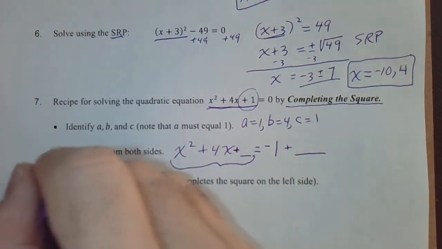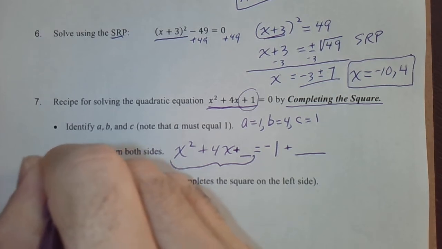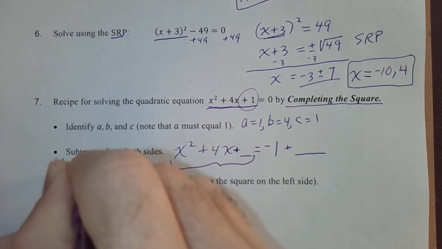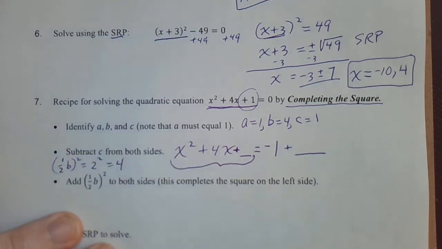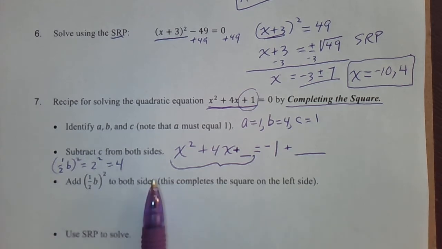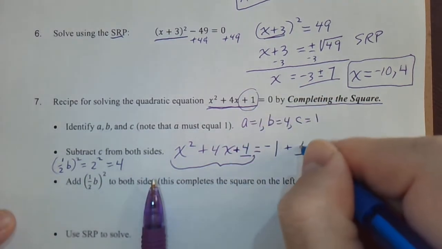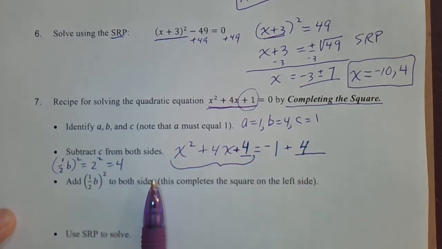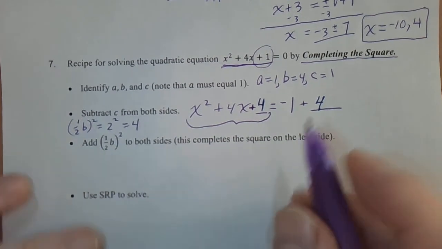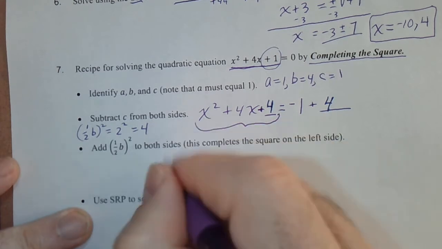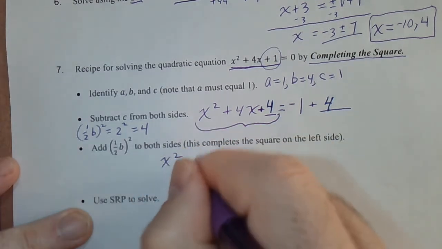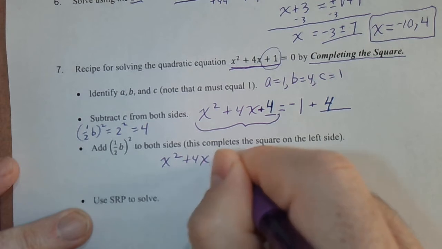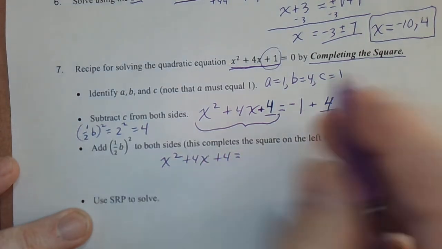Let me just make a note that 1/2 b quantity squared is 2 squared, which is 4. So I'm going to add a 4 to both sides. Maybe I'll use a different color pen here. Add the same thing to both sides, and that same thing happens to be 1/2 b squared. So that gives us now x squared plus 4x plus 4 equals 4 minus 1 is 3.